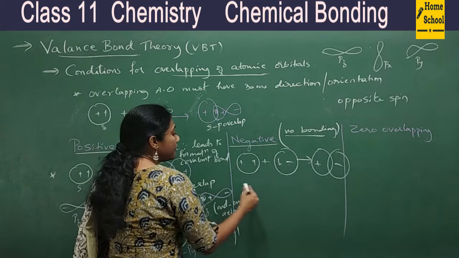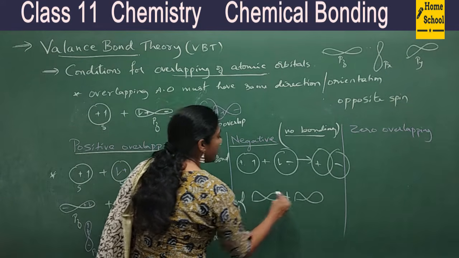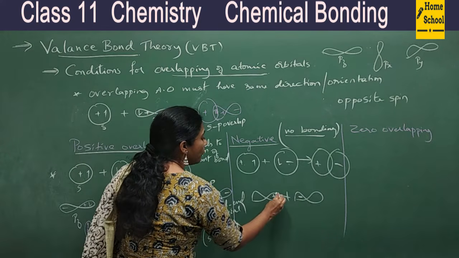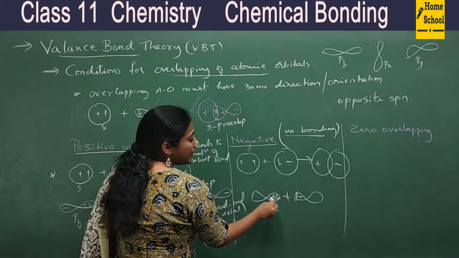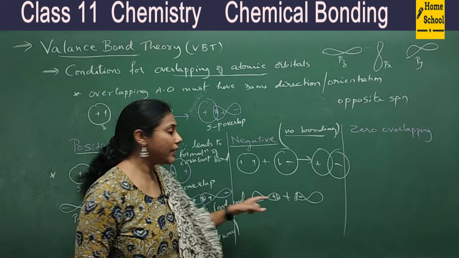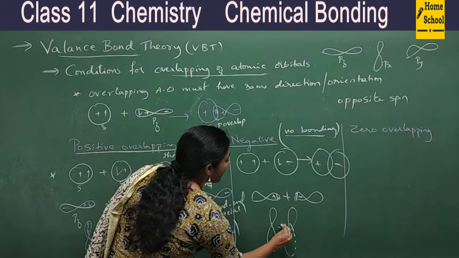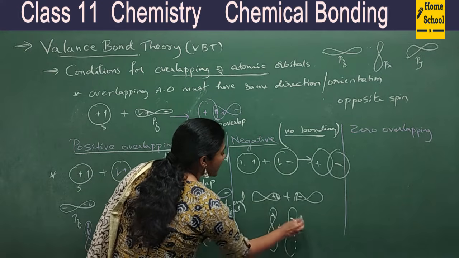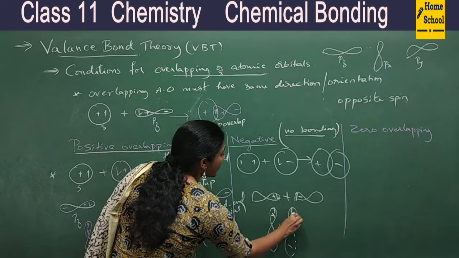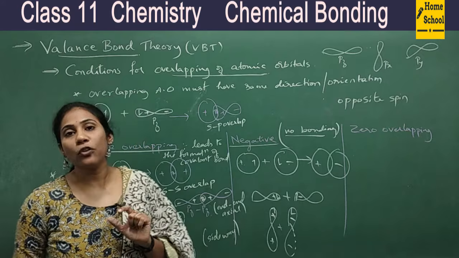Okay, and even see, this is a pz orbital, this is a pz orbital. So if this is a positive lobe and this is a negative lobe with a single electron, then also this kind of overlap is called negative overlap. And similarly py, okay, if this is a positive lobe, this is a minus lobe, positive lobe, minus lobe, even if they have a single electron with opposite spin, that doesn't lead to the formation of a covalent bond.